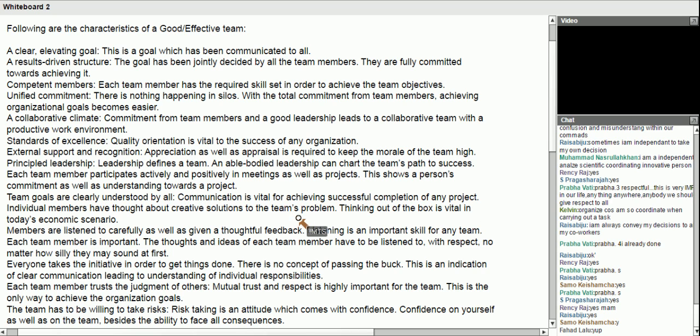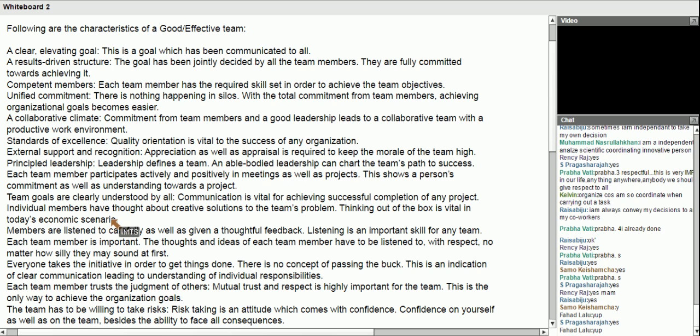Individual members have thought about creative solutions to the team problem. Thinking out of the box is vital in today's economic scenario. Fine? Is it clear? Is it clear, everyone? Okay.